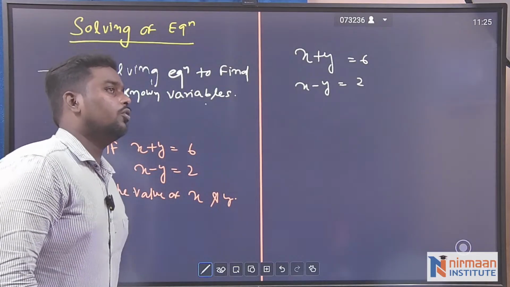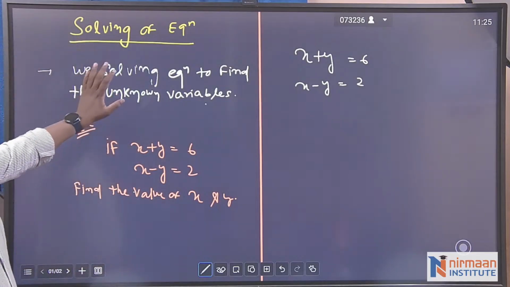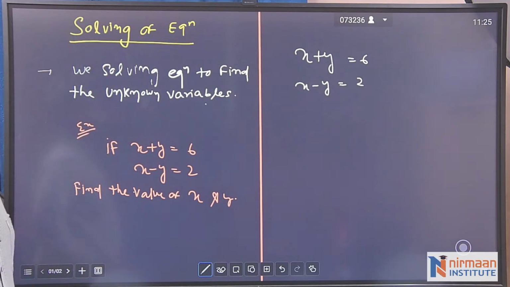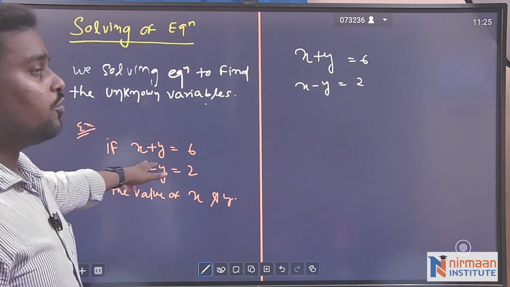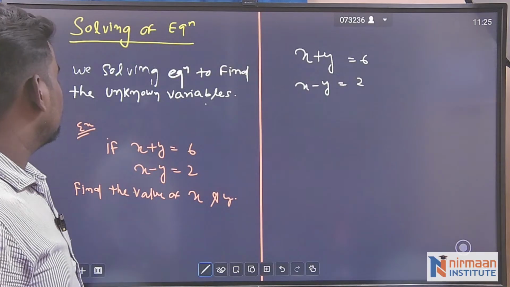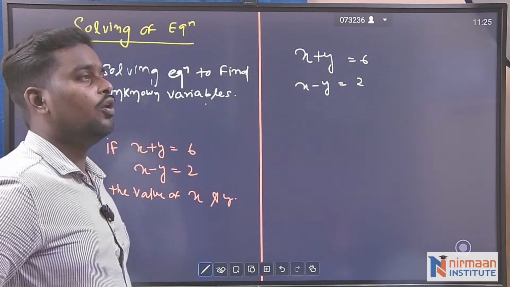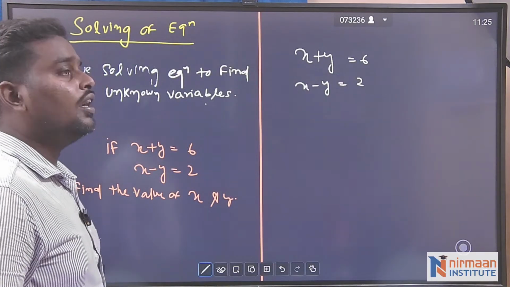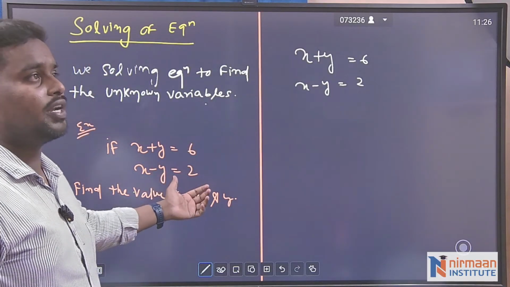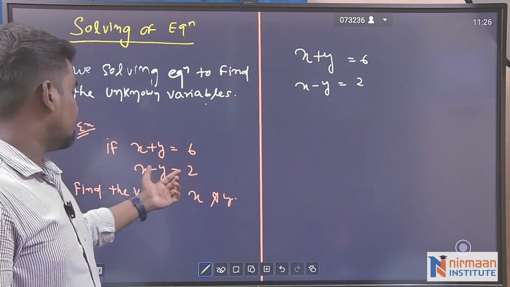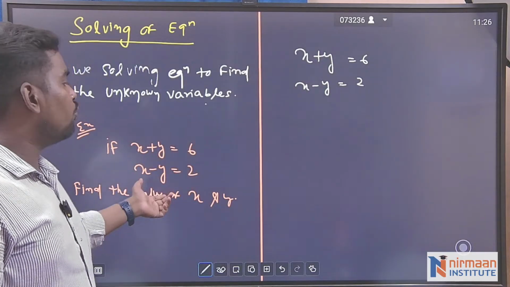Okay. So what I've written here, we're solving equations to find the unknown variable, right? So what is the unknown variable? Look at here. If x plus y equals 6 and x minus y equals 2, then find the value of x and y, right? So what are the unknown variables? We don't know the value of x and y, but we know the relation. So x plus y is 6, x minus y is 2. So how to find the value of x and y?